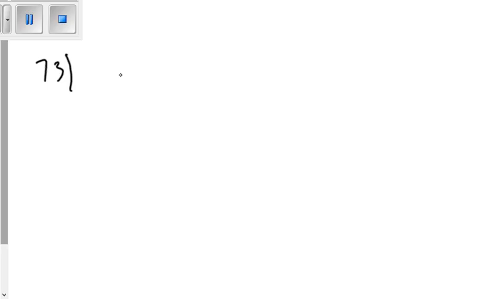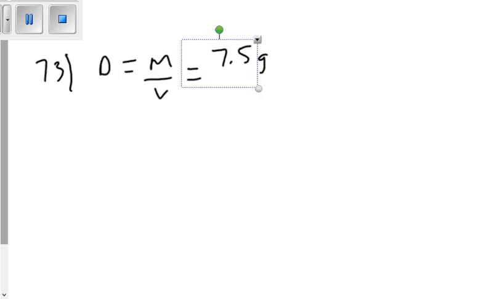So 73, it's asking you for the density. So you remember that density equals mass over volume. And in the question stem, they give you the mass. They tell you that the mass is 7.5 grams. So we can go ahead and write that into our equation. But we do need to figure out what our volume is using the water displacement method.